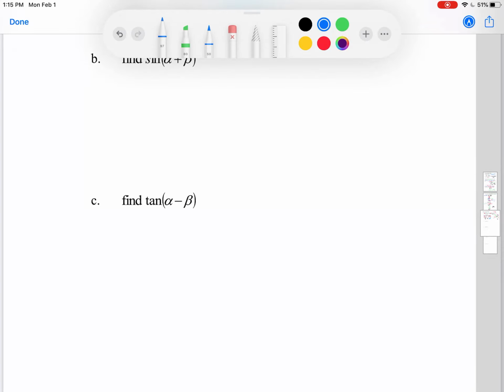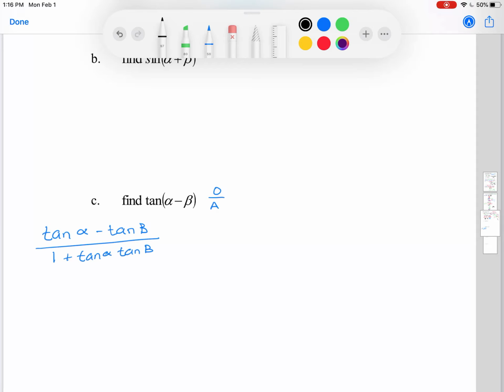All right. So I have tangent of alpha minus beta. If I look to my formula card there, it tells me I want to do tangent of alpha minus tangent of beta divided by 1 plus tangent alpha tangent beta. Remembering tangent is opposite over adjacent. All right, let's fill in what we found on our triangles here. First one, alpha.